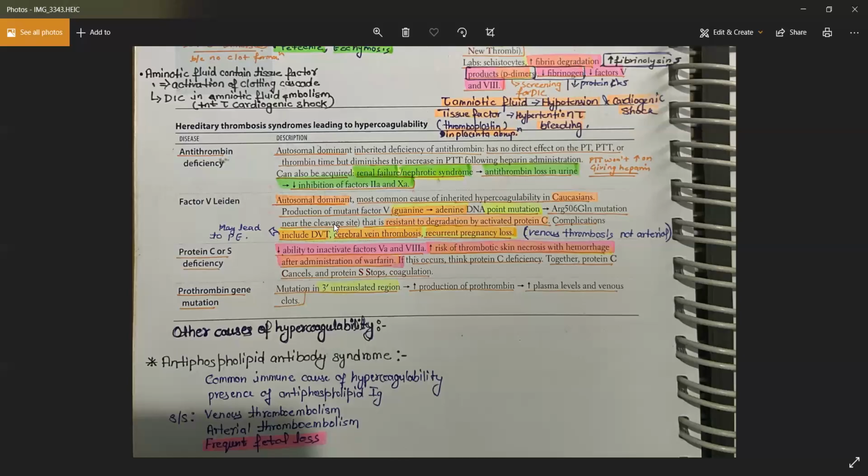Second comes factor 5 Leiden, which is an autosomal dominant mutation, okay, in which your factor 5 will become resistant to degradation. So again, you will have a hypercoagulable state. You will have recurrent episodes of deep vein thrombosis. Okay, the patient will have recurrent episodes of cerebral vein thrombosis. Okay, and plus recurrent pregnancy loss. Very important. The recurrent pregnancy loss will be there. And whenever you encounter a case of recurrent pregnancy loss, first of all, you will think about trisomies and translocation defects. Remember from the biochem lectures, we have discussed how translocation defects are the most common cause of these recurrent pregnancy losses.